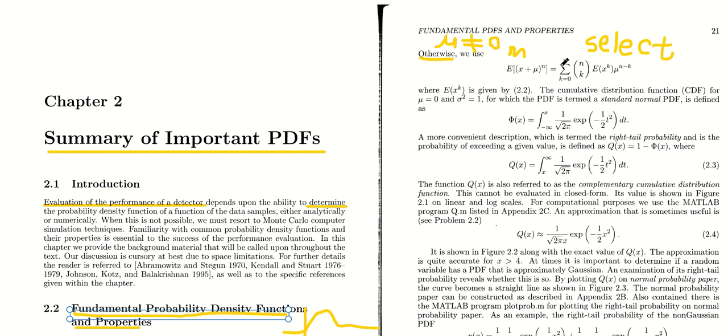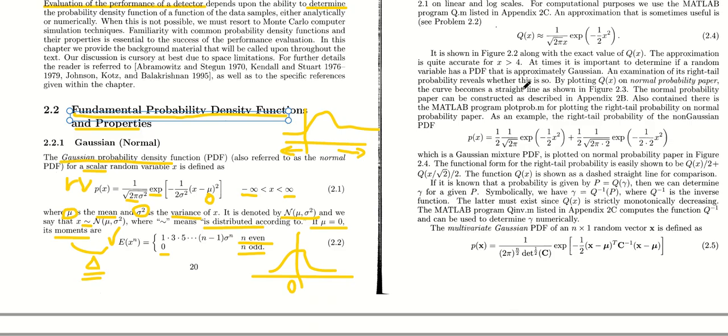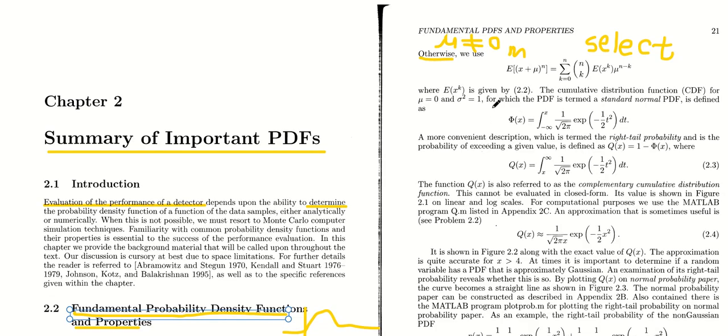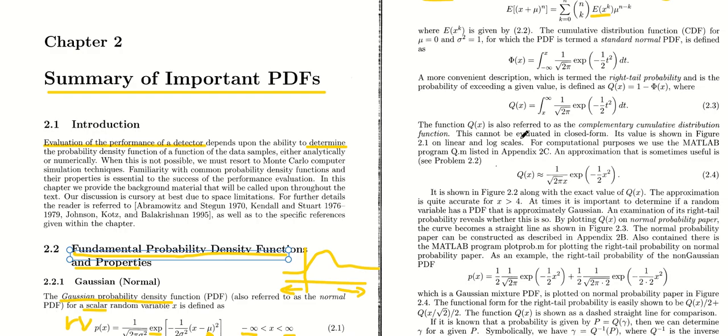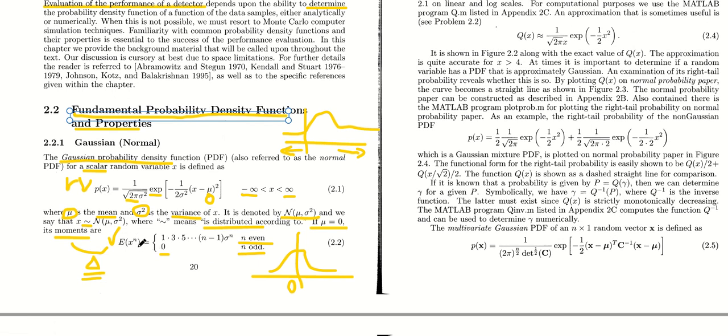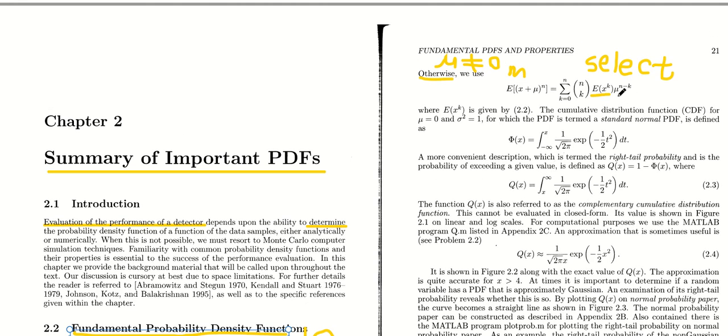Select n, select k out of n, and then expect x^k, mu^n to the k, and do the summation. Then the expectation of x^k is given by 2.2. So expect x^k is given by this, as described before here. And then this is the non-zero part, right? Therefore we have this mu and this summation structure.